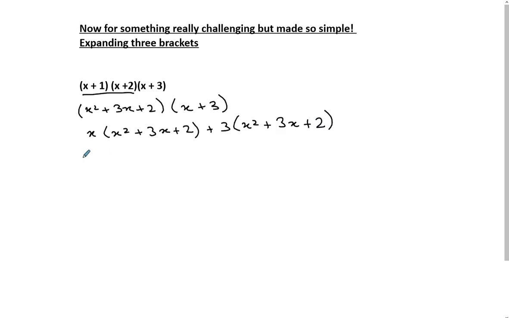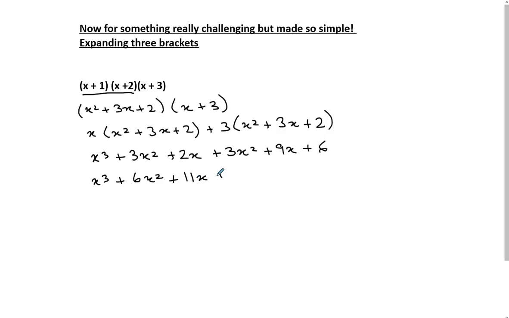And again, this would be really ugly apart from our method, because as you can see, the pencil's just moving, because you've laid it out so well that there's not much chance of making a mistake. And if you do make a mistake, then it's really easy to spot it, so you correct it straight away. So you've got x cubed, and then you've got 3x squared plus 3x squared is plus 6x squared. And then you've got 2x plus 9x is plus 11x. And then you've got plus 6.